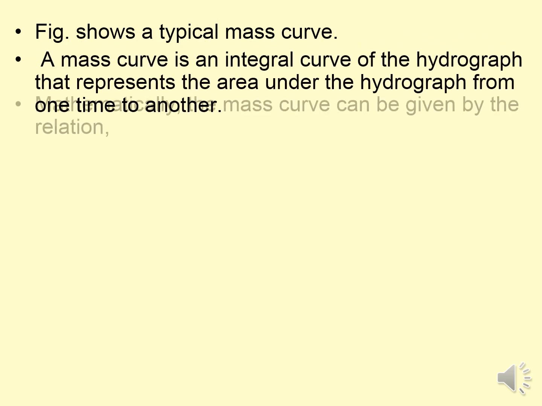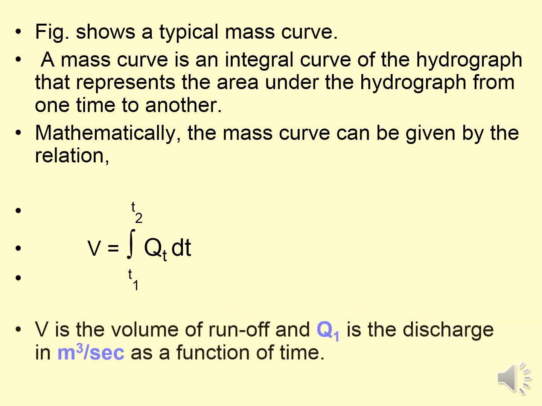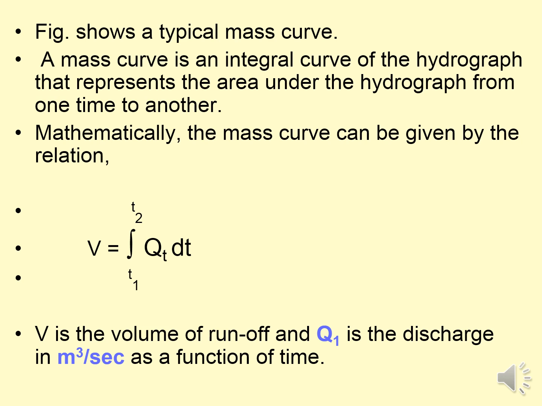Typical mass curve we can see. Mass curve is an integral curve of the hydrograph that represents the area under the hydrograph from one time to another. Mathematically it is given as the integration of Q from T1 to T2 with respect to time, where V is the volume of runoff and Q is the discharge in meter cube per second as a function of time.